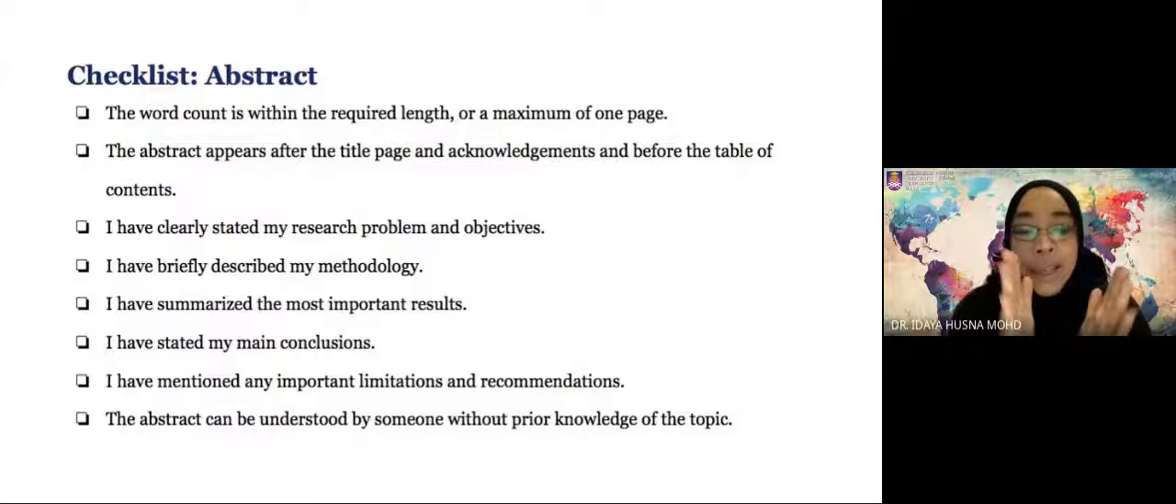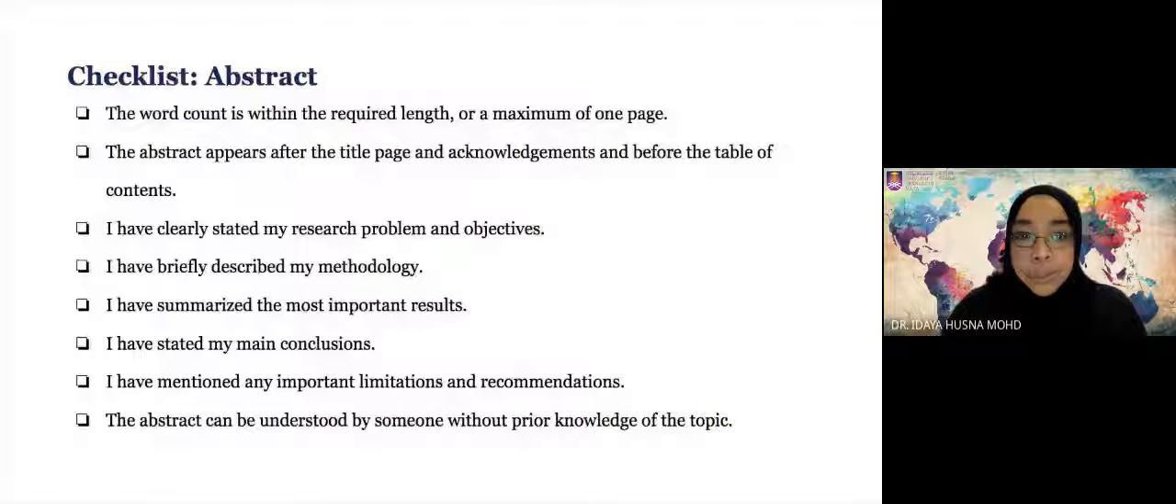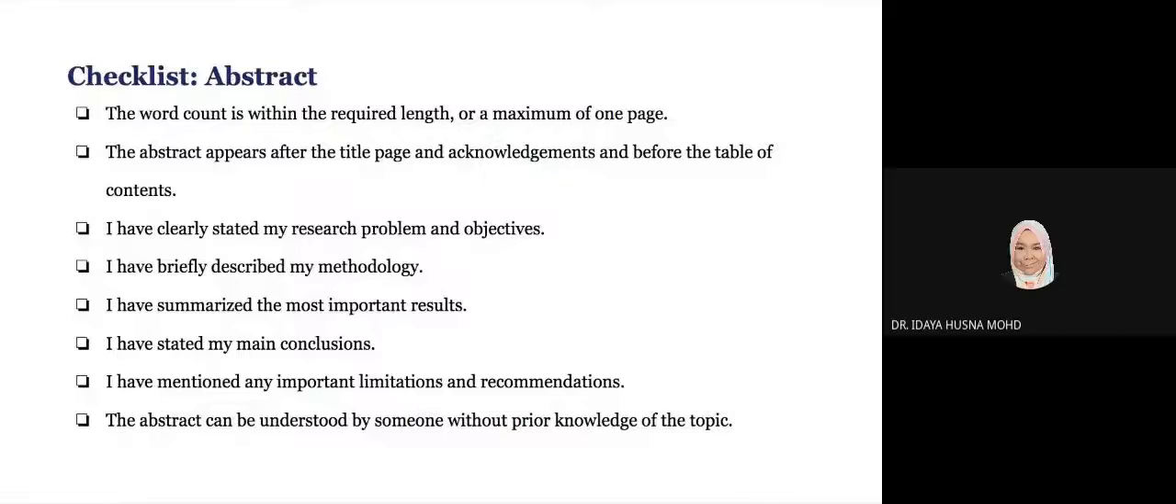Right? Second one is the abstract appears. Hang on. Okay, sorry, I'm back. I was coughing just now.